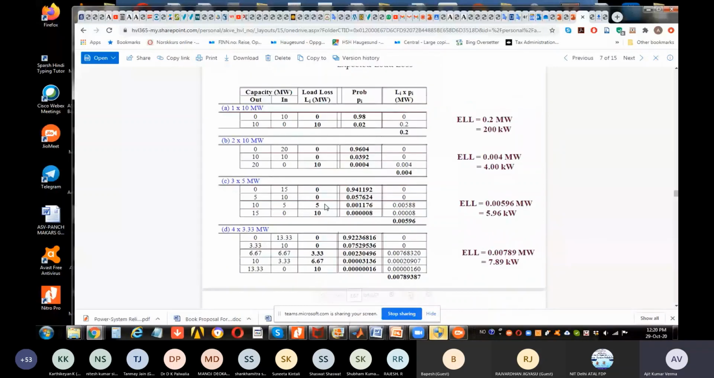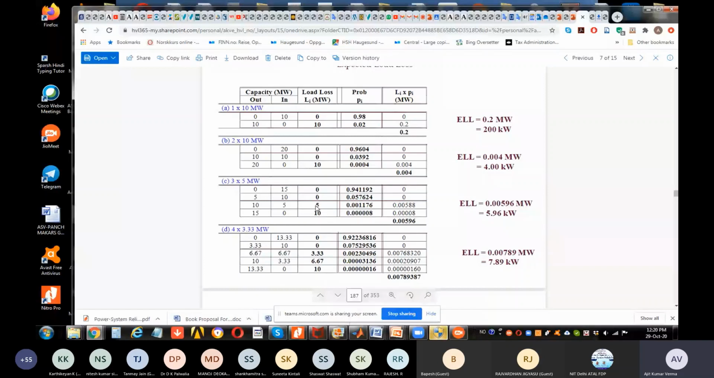So you have this COPT, and when the load is 10, so when do you lose load? When you generate 0, when you generate 5, you lose load. You don't lose load when you generate 10 and 15. Okay, so how much of load do you lose? When you generate 5, you lose 5. When you generate 0, you lose 10 because the load is 10. And these are the probabilities.